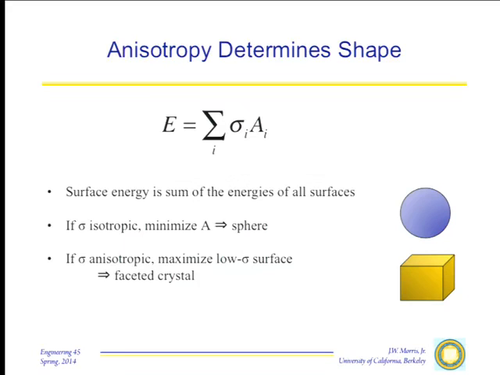If sigma is anisotropic, then you will want to choose a shape that maximizes low energy surfaces, and you'll tend to get a faceted crystal. Example, rock salt tends to come out looking like a cube. An awful lot of minerals have hexagonal structures, and they will want to be hexagonal prisms.